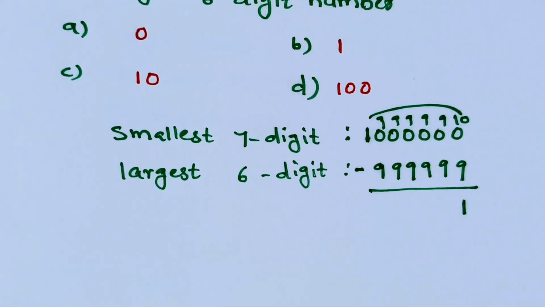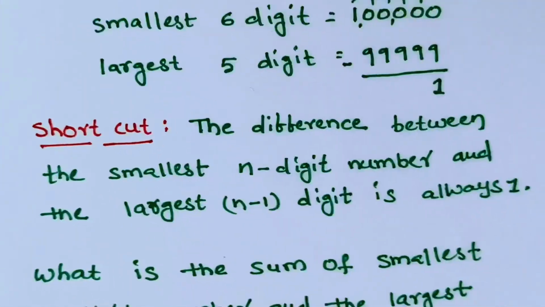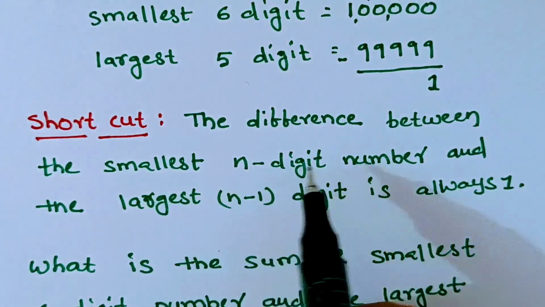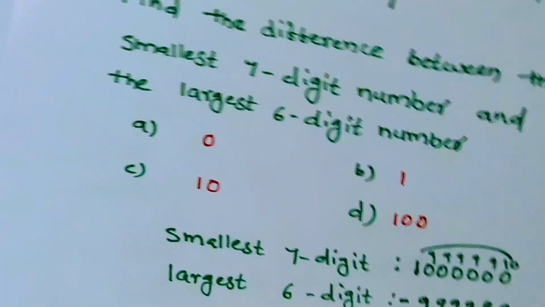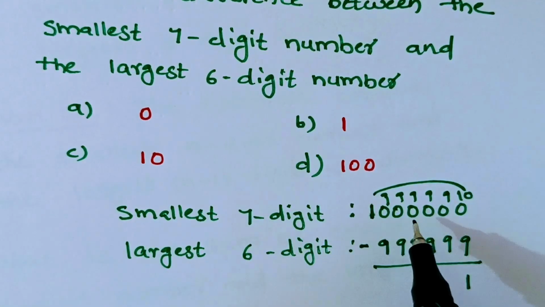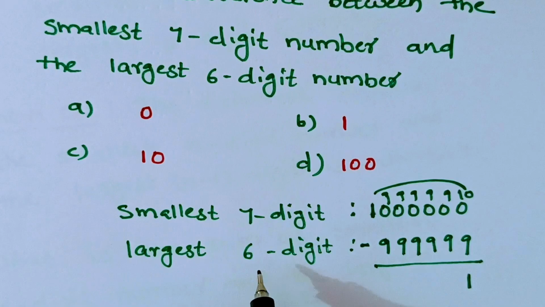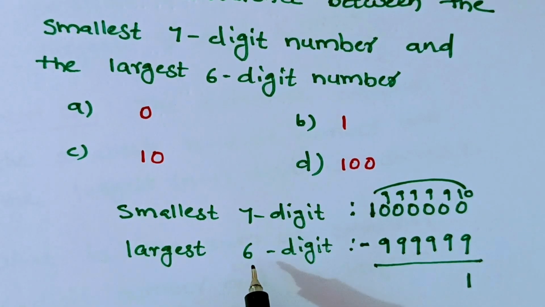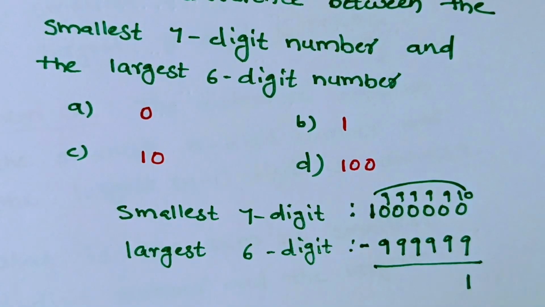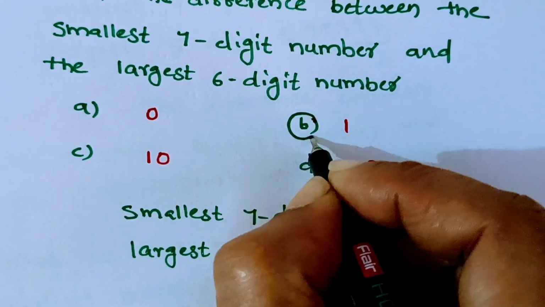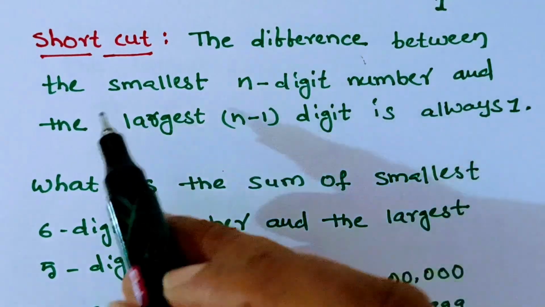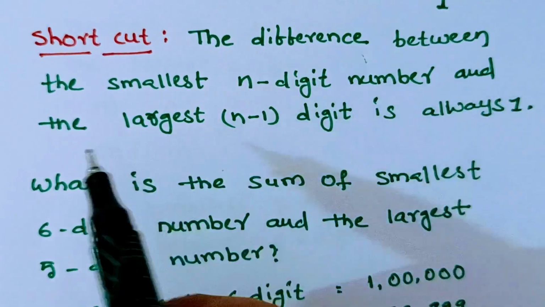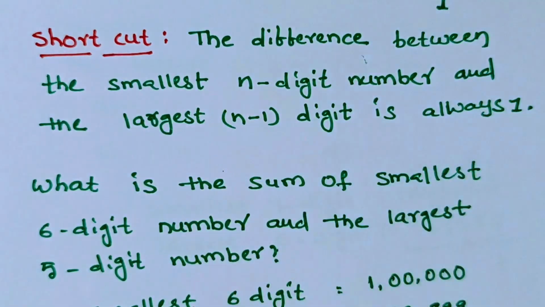Shortcut. We saw it in the first problem. What is that shortcut? The difference between the smallest n-digit number and the largest n-1 digit number. Apply it here: the smallest n-digit number has 7 digits, and the largest n-1 digit number has 7 minus 1, that is 6 digits. That difference is always 1. So here the option is B. Remember the shortcut: the difference between the smallest n-digit number and the largest n-1 digit number is always 1.